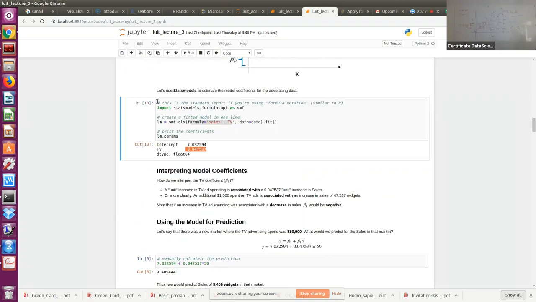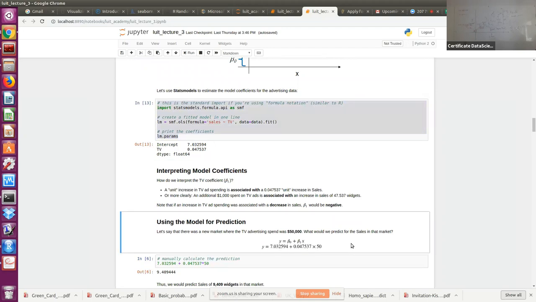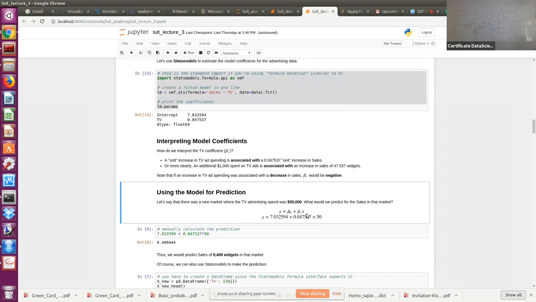So essentially, these are the four lines you should know. And it spits out for you. And here is a formula, I give it to the marketing guy. Then he's asking, hey, what happens if I spend $50,000? You plug in X equal to 50, which is the TV budget. Here you go. You'll get sales of say 9 million. And that's it, as simple as that.